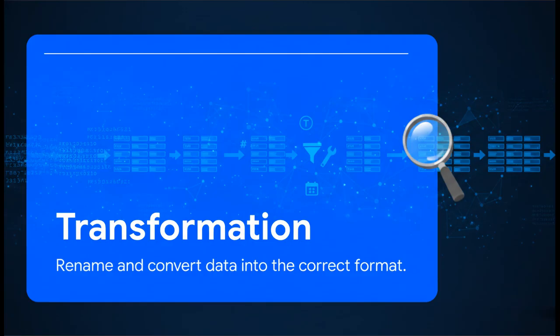You know how sometimes a dataset has columns with totally unreadable names? Or a number is accidentally saved as text? You have to rename those columns so they make sense and convert those data types so everything is beautifully uniform. It makes the dataset so much easier for the machine learning model to digest.